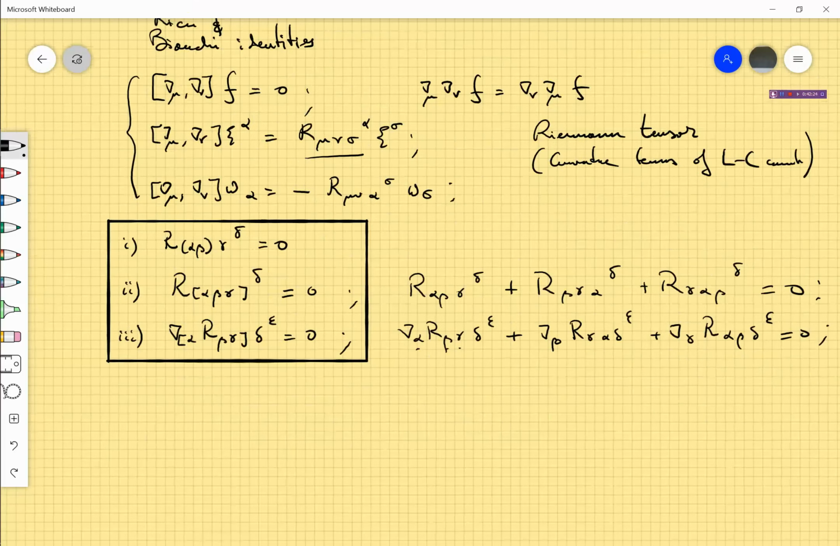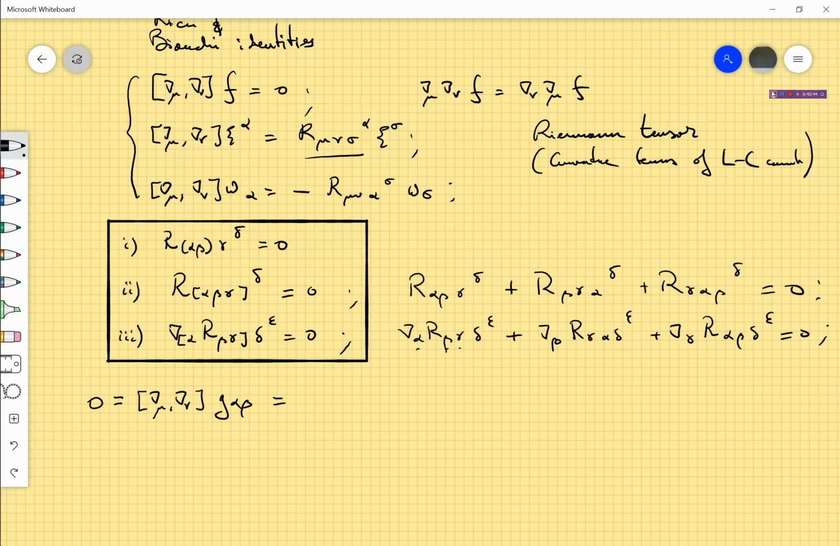But we can do a bit more here, because we can apply this very easily to the metric tensor. And what is this? This is 0 because the covariant derivative on the metric tensor is 0.